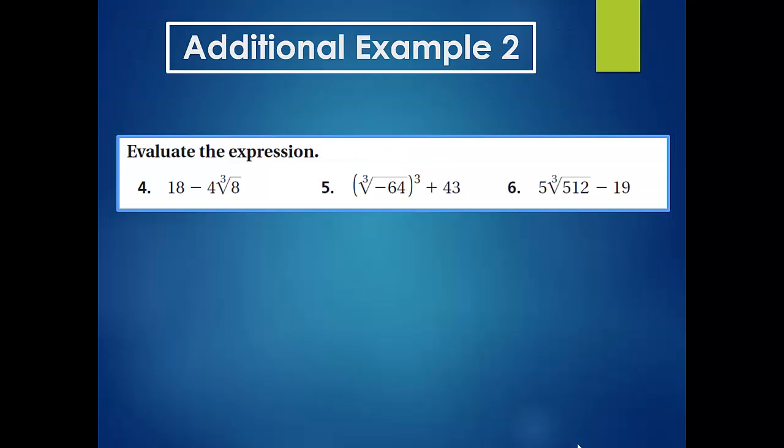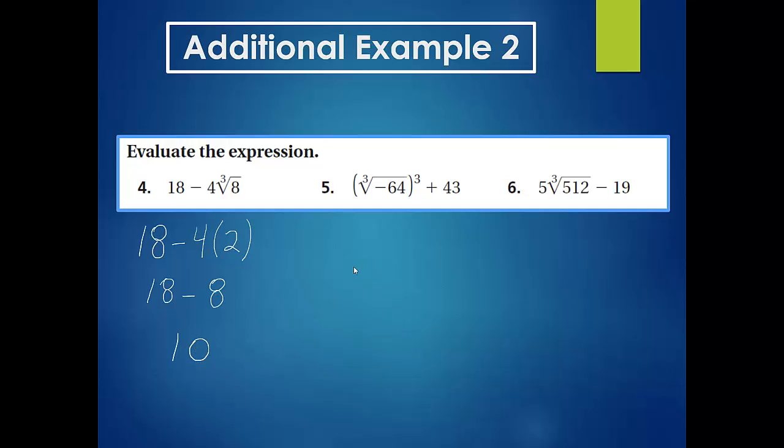Now we have some additional examples. You can pause the video and try them on your own, or you may follow along. For number 4, we have 18 minus 4 times the cube root of 8. The cube root of 8 is 2, because 2 times 2 times 2 is 8. So now we have 18 minus, and 4 times 2 is 8, and 18 minus 8 is 10.